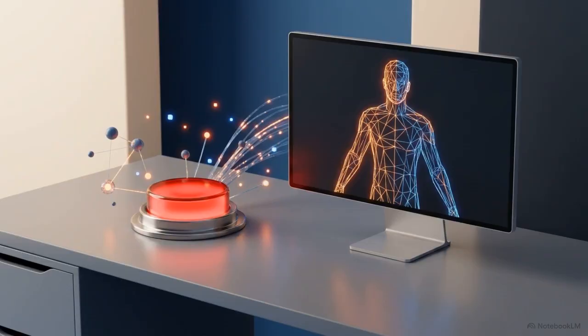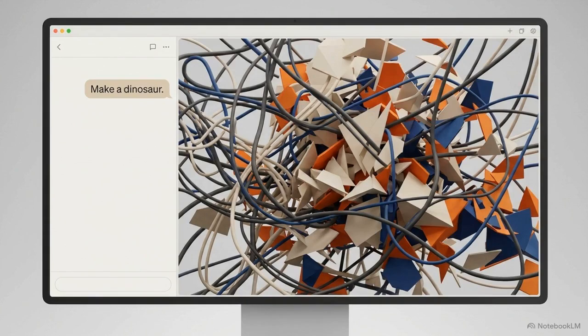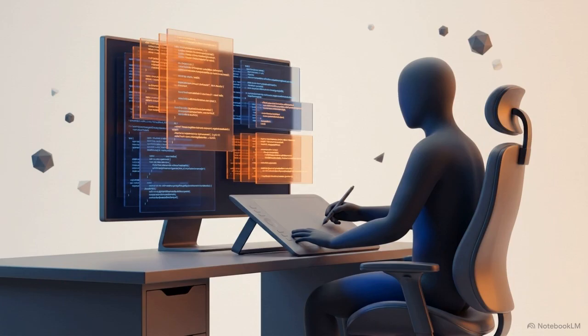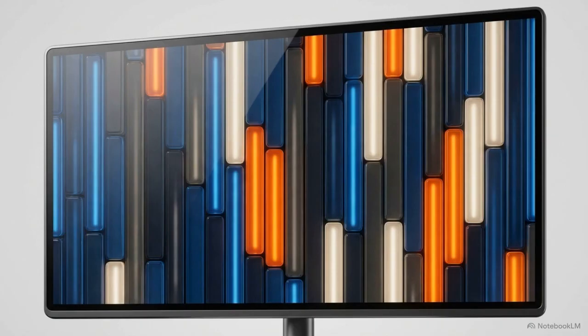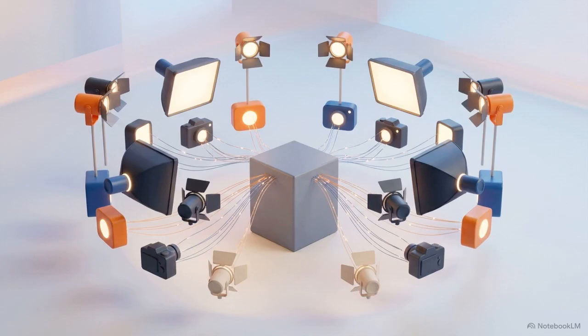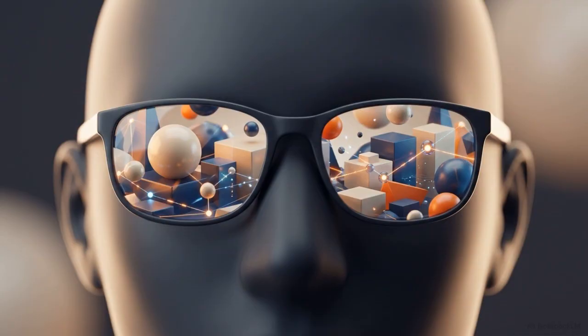This isn't a magic button for generating finished 3D characters. A single prompt won't build a photorealistic, production-ready model. It is agentic design. The AI functions like a junior technical artist that handles the scripts, the scene setup, and the organization, while you handle the creative vision.